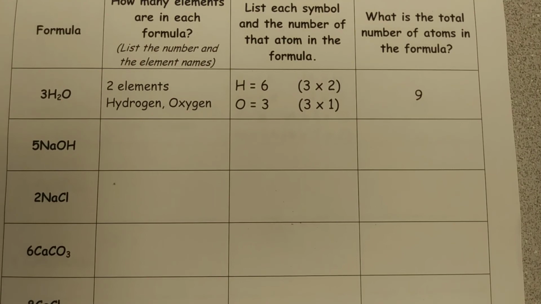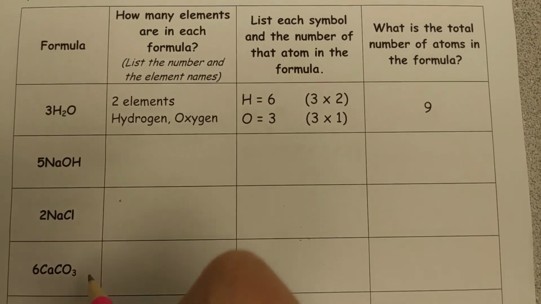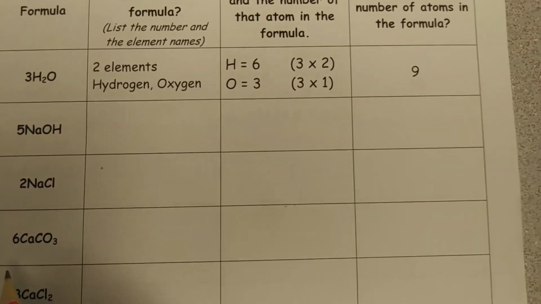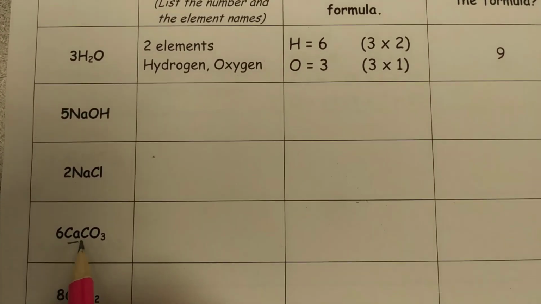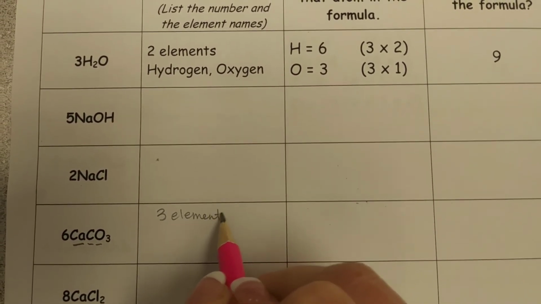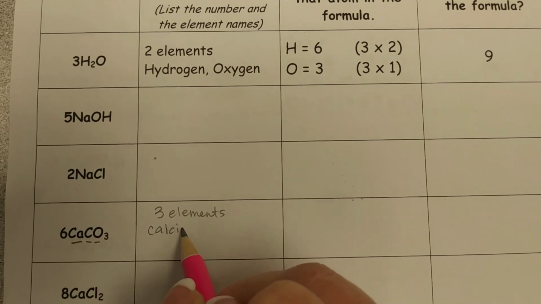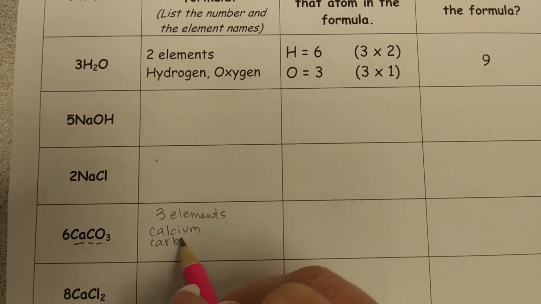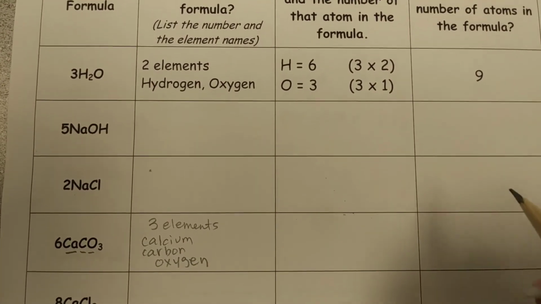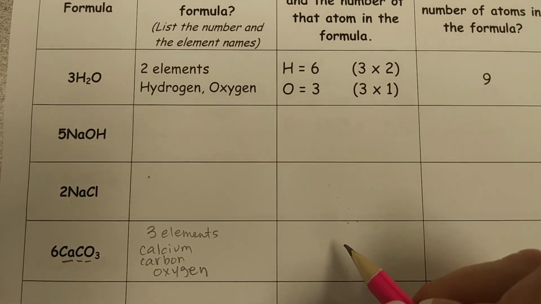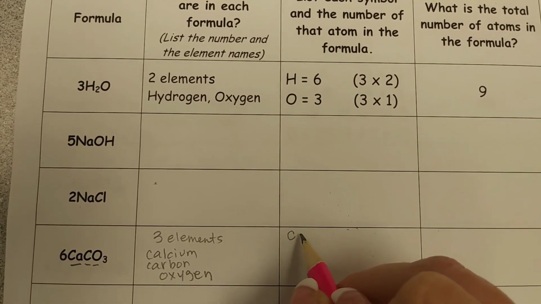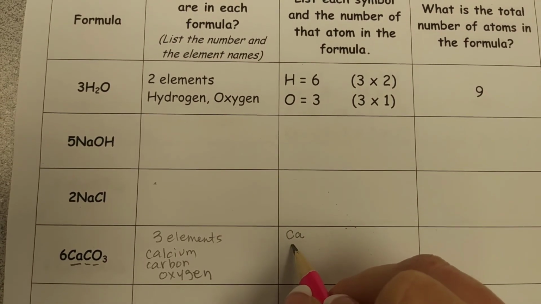Now on the second worksheet, you're going to do the same thing. Count your atoms. In this one down here, we have 1, 2, 3. So we have 3 elements. They are calcium, carbon, and oxygen. And you're going to look on your periodic table for those symbols so that you can write their names.